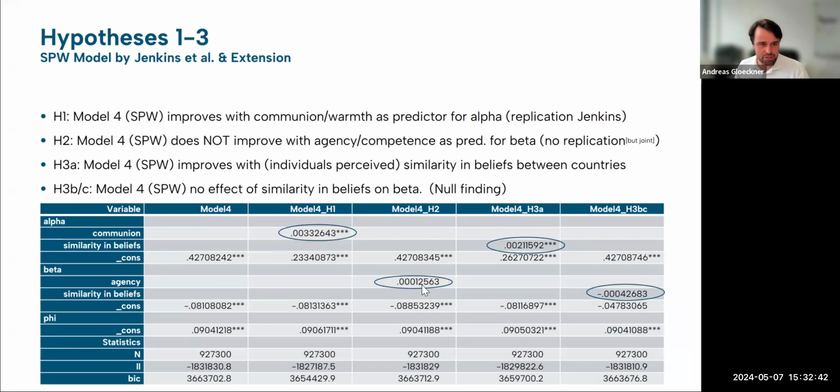We don't replicate the negative agency effect on beta. They found that the more agentic we think the other nation is, the more competitive we are, so the lower the beta, but this was not the case in our data. We additionally find that the similarity in beliefs plays a role for alpha, so basically the conservative and religious countries among themselves are more pro-social, or they help each other more, and the liberal and the modern countries help each other more, are more concerned about their wealth and their pro-sociality. It's not the case for beta, so not so much if they are behind, but only if they are ahead.